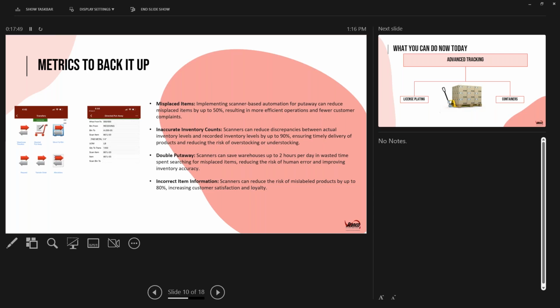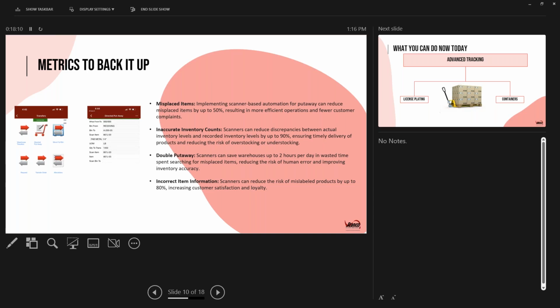Well, first of all, we're gonna reduce the misplacement of items by 50%. This is because we are going to actually tell them where they're going. They're not just simply gonna be able to put it where they want. And again, the system's gonna yell at them if they try to. But the big one is we're going to decrease those discrepancies in our inventory by up to 90%.